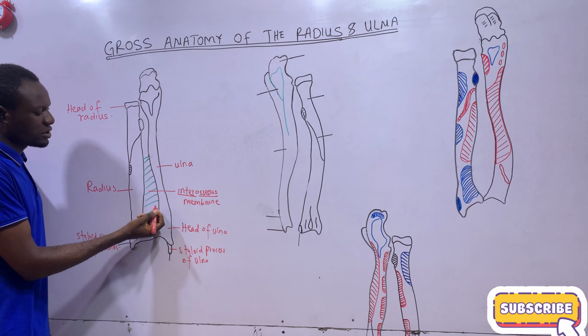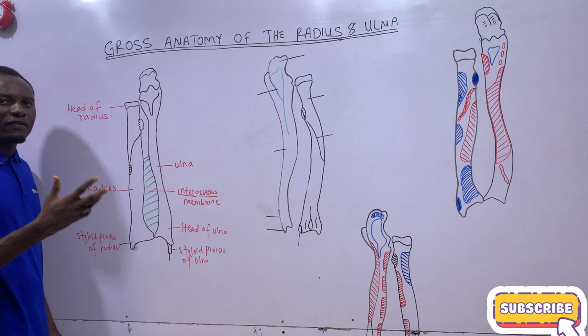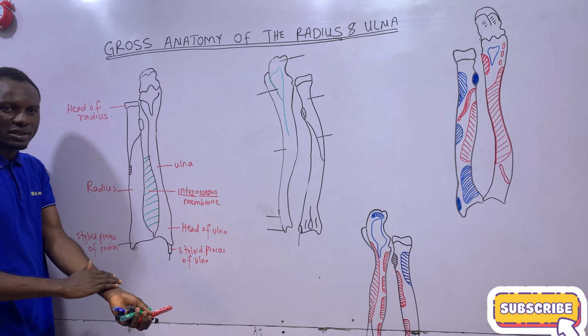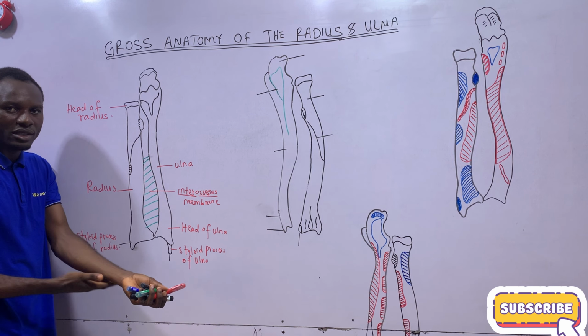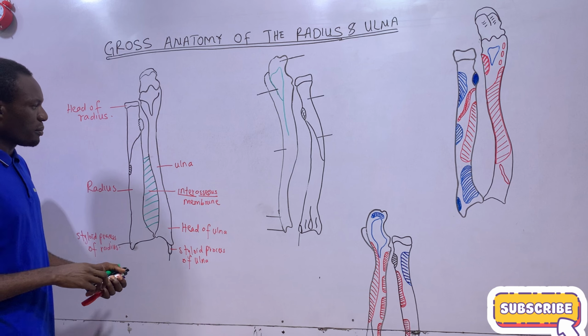And the radius, the ulna, together with the adjoining interosseous membrane actually divided the forearm into two compartments. So the anterior compartment or the flexor compartment and the posterior compartment or the extensor compartment. What are the basic features that this bone possesses?